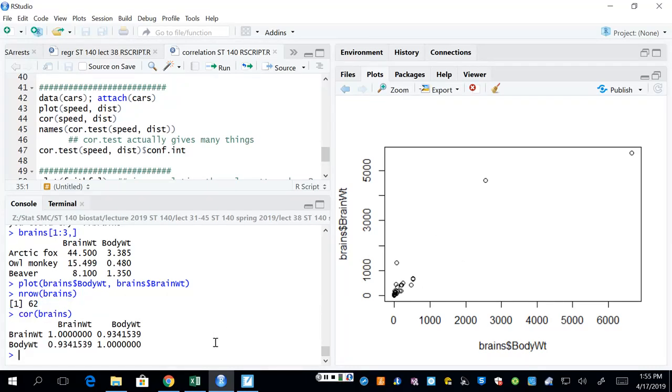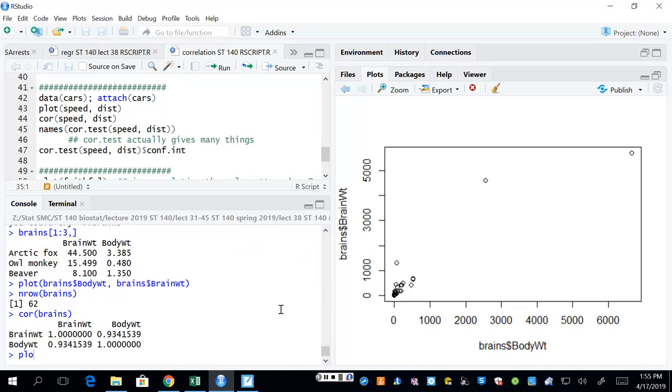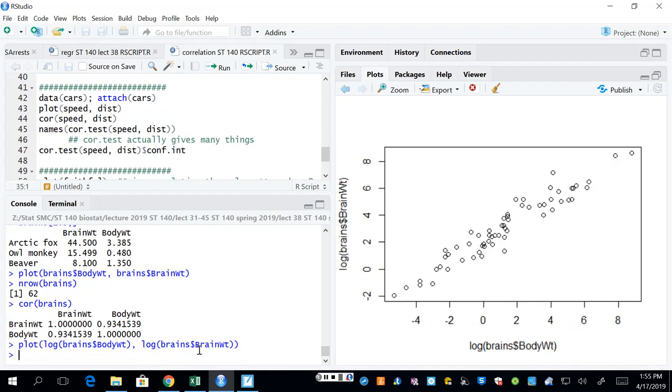If you take the log of both of these things, well, the other thing that's going on is there's a few giant, very large cases, and most of them small. So there's kind of a big range of this variable and a big range in this variable. If you plot the log of the body weight versus the log of the brain weight, this is the picture you get.